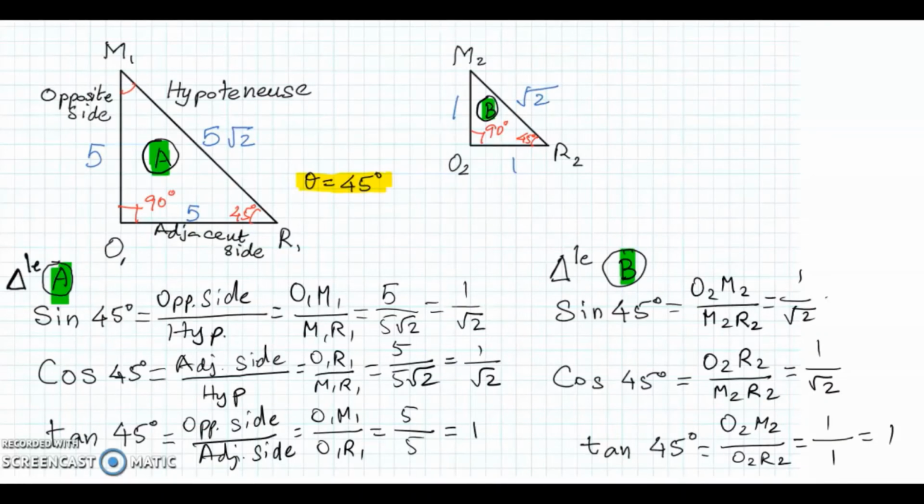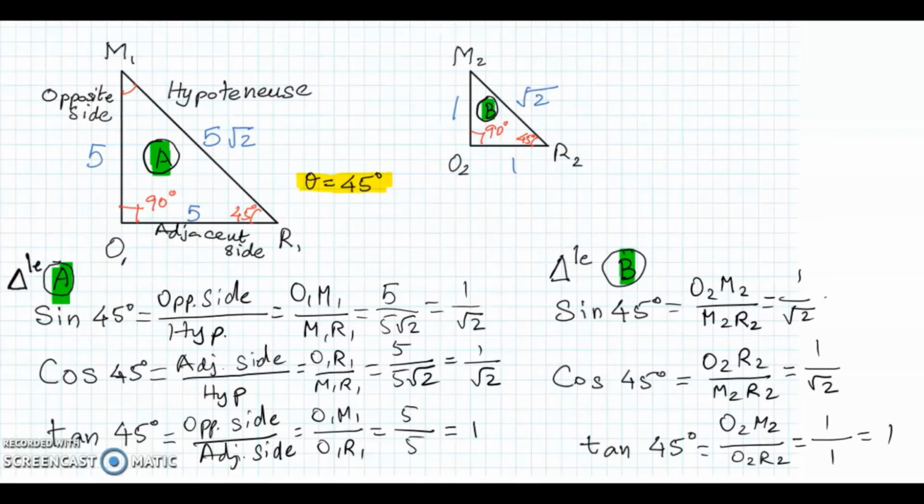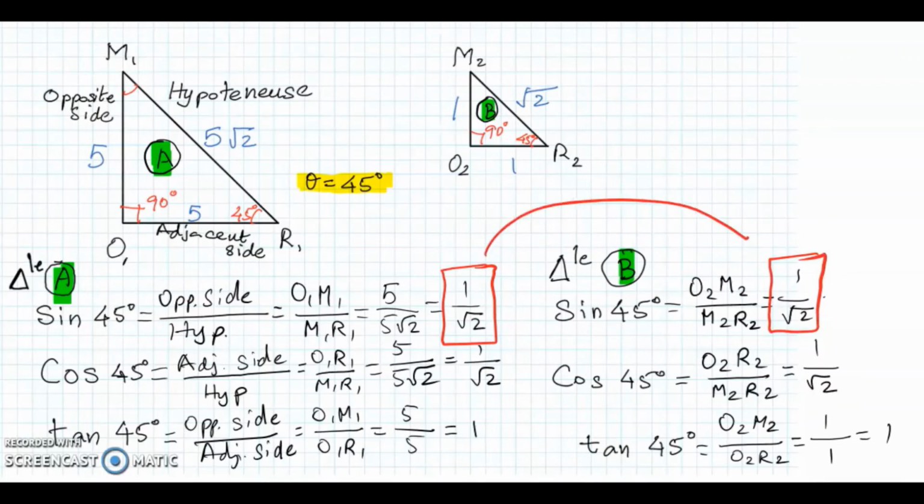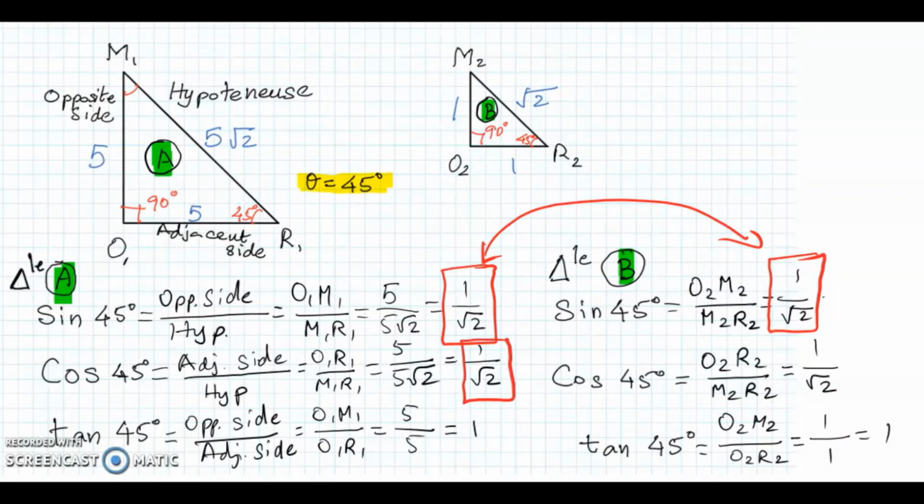Now I want you to notice one thing: even though our triangles are different in size, triangle A is definitely larger than triangle B, you will notice that our trigonometric ratios are the same for both. Sine 45 degrees for triangle A was 1 by root 2, and sine 45 degrees for triangle B is also 1 by root 2. So they are both equal. Similarly, cos 45 degrees is 1 by root 2 for triangle A, and it's the same for triangle B.